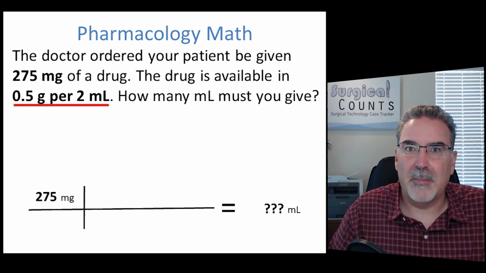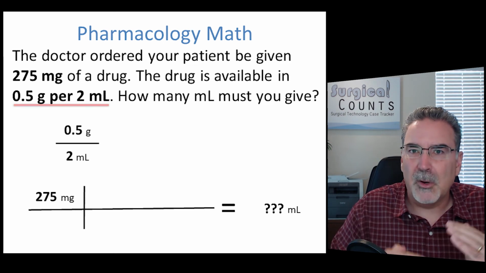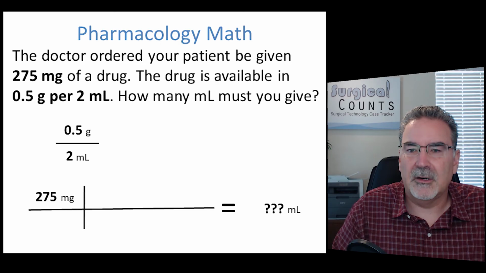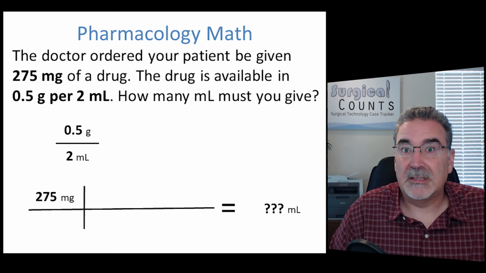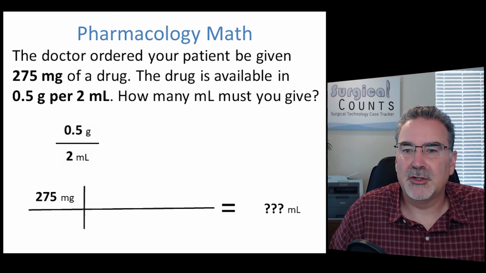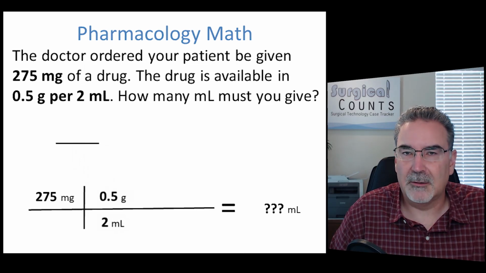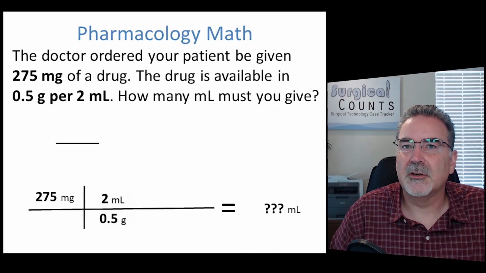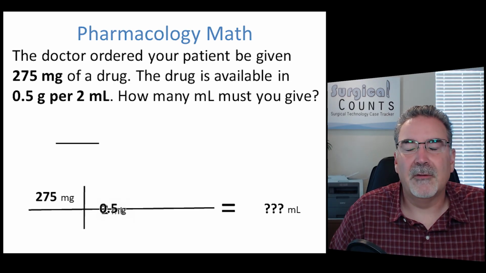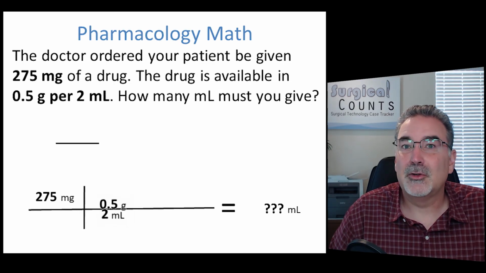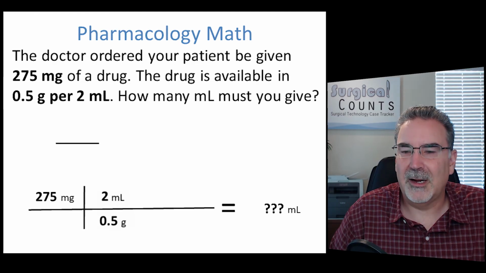So we can write that mathematically, 0.5 grams over 2 milliliters, and we'll figure out which way we want to write that in a moment, but there it is just so that we have it handy. So let's take this relationship and put it into our equation. Now, are we going to write it as 0.5 grams over 2 milliliters, or 2 milliliters over 0.5 grams?